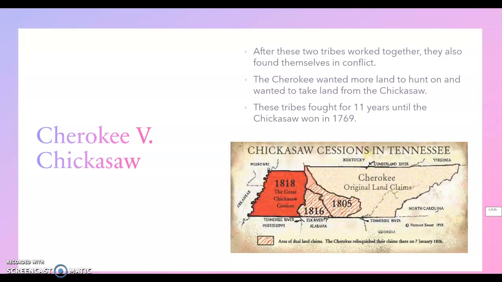These two tribes fought for 11 years until the Chickasaw won in 1769. And if you can see down here in this map, you can see where the Cherokee owned some land and the Chickasaw owned some land in what we now call Tennessee. So these are some tribes that lived where we now live, and they had conflict.